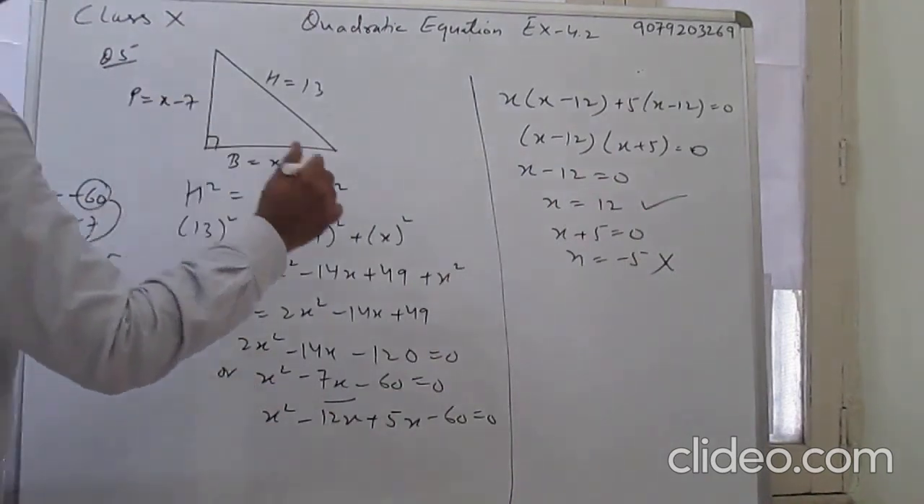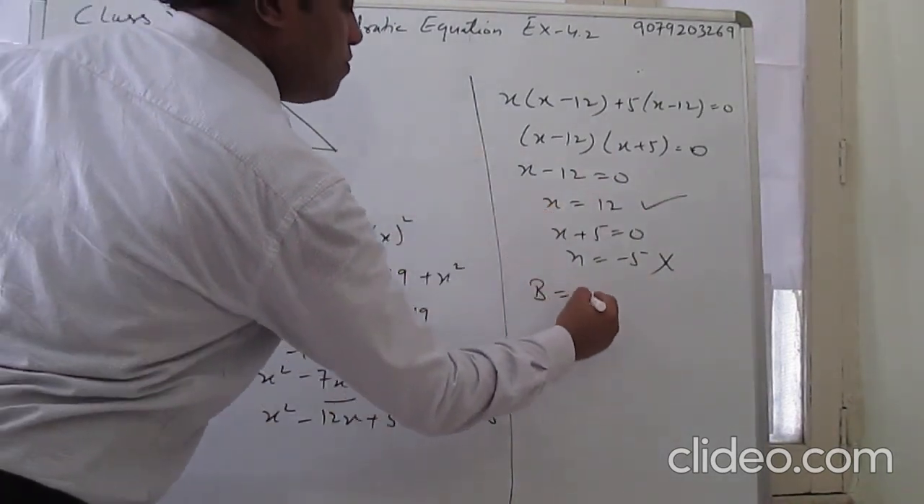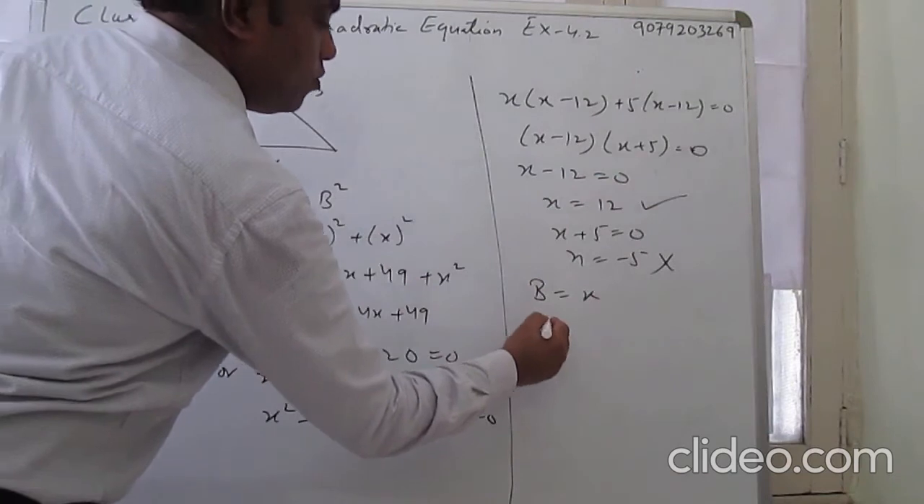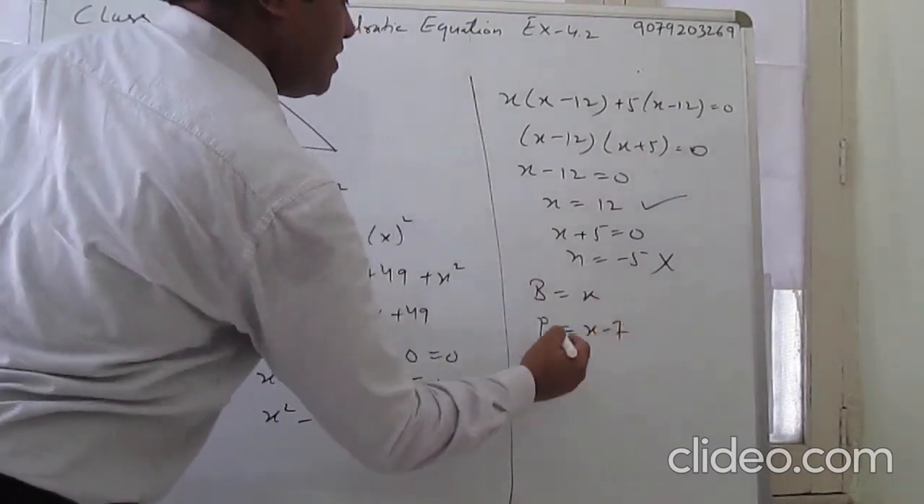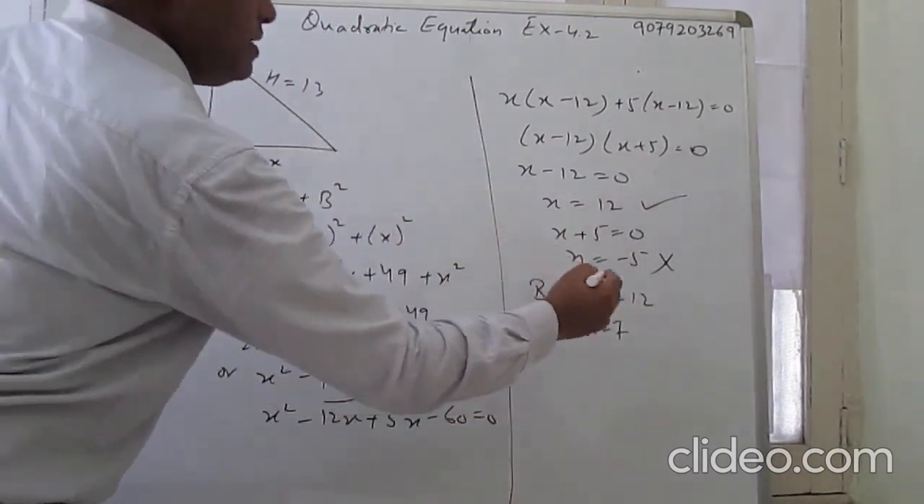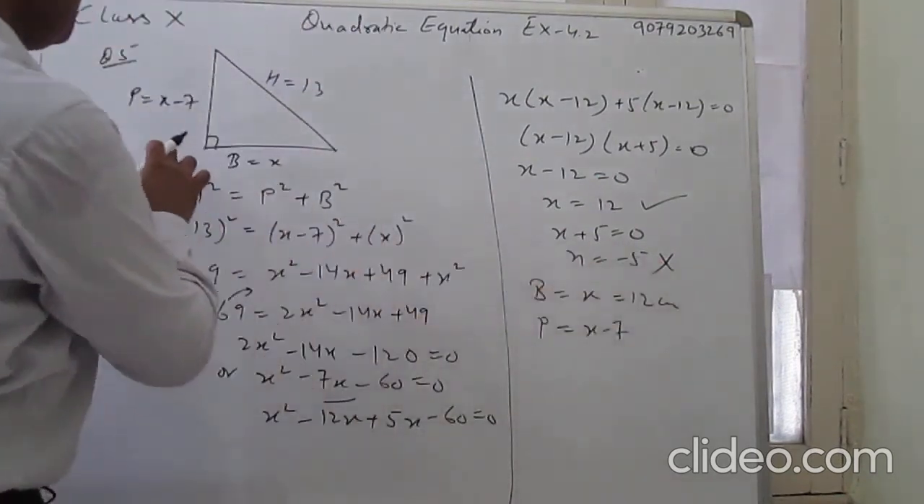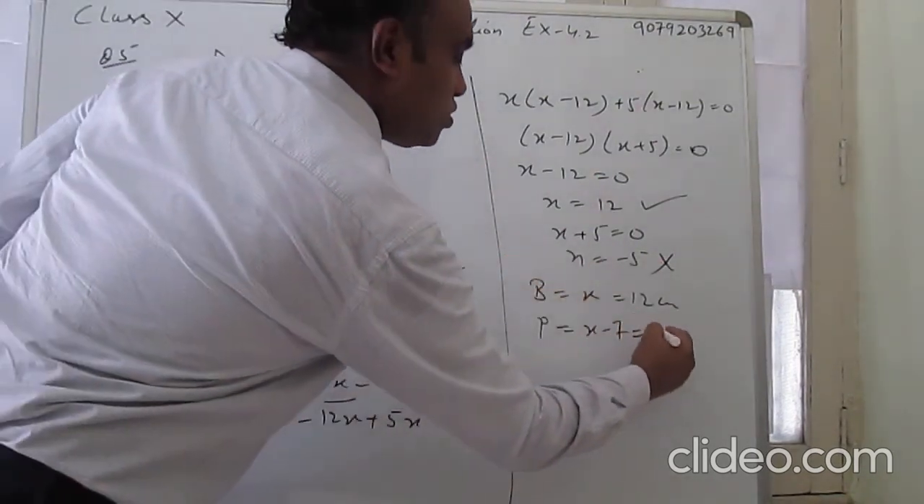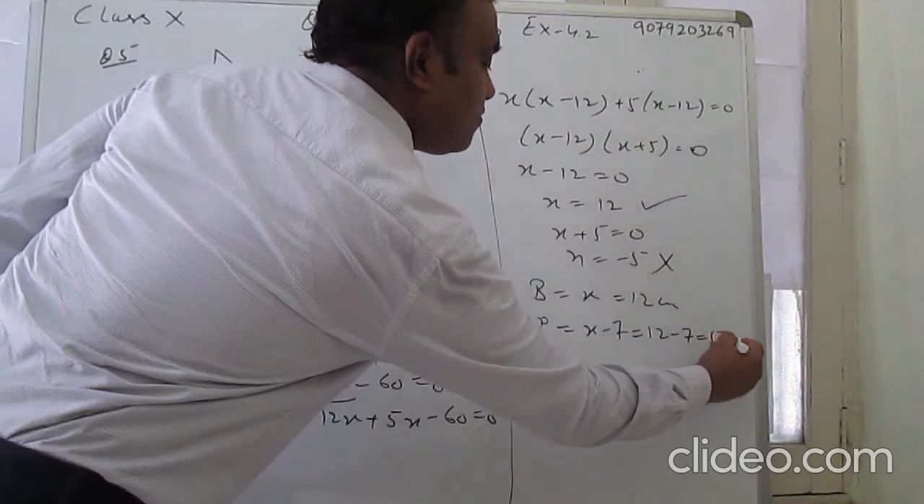If x is equal to 12 and base is equal to 12, then what is the altitude? x minus 7, यानी कि base is 12 centimeter, then x minus 7, that is 12 minus 7 is equal to 5 centimeter.